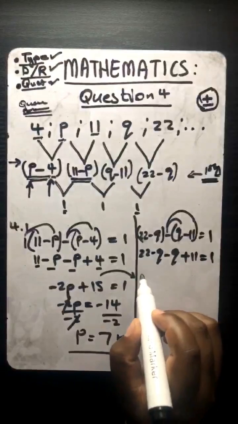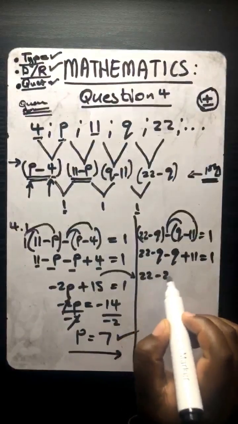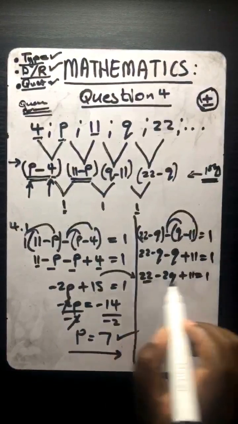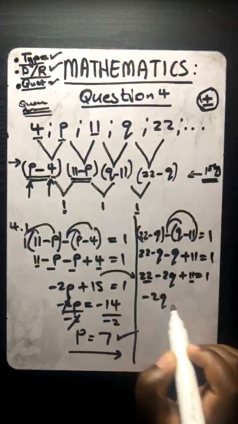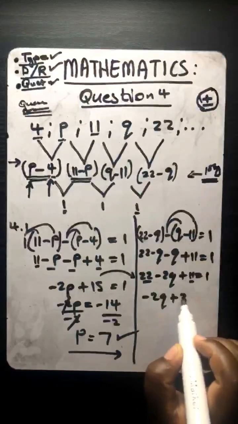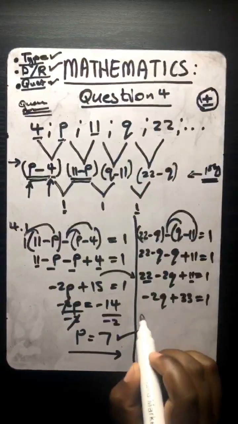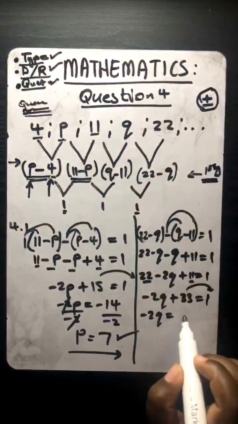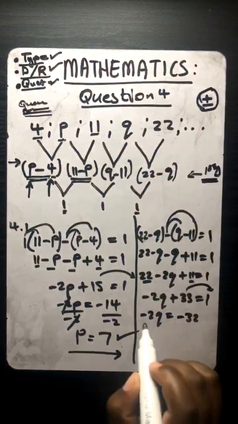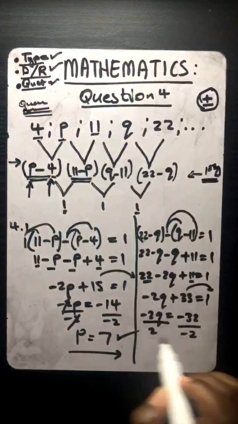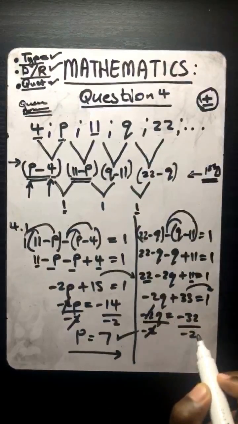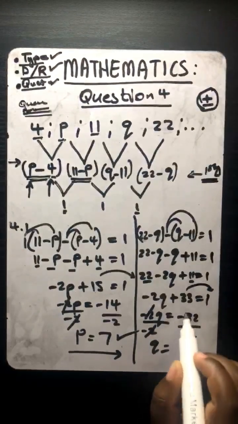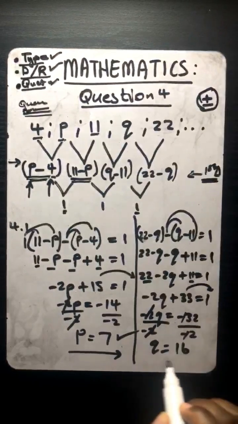So now, let's see. You are having 22 minus 2Q, maybe plus 11, which is equals to 1. What is 22 plus 11? I think that is 33. Yes, plus 33, which is equals to 1. You're having negative 2q. You want to take that to the other side, and then it makes it negative 32. Then you want to divide both sides by negative 2 so that it cancels. Then you remain with, I think it's 16. That cancels that into that. It goes 16 times.